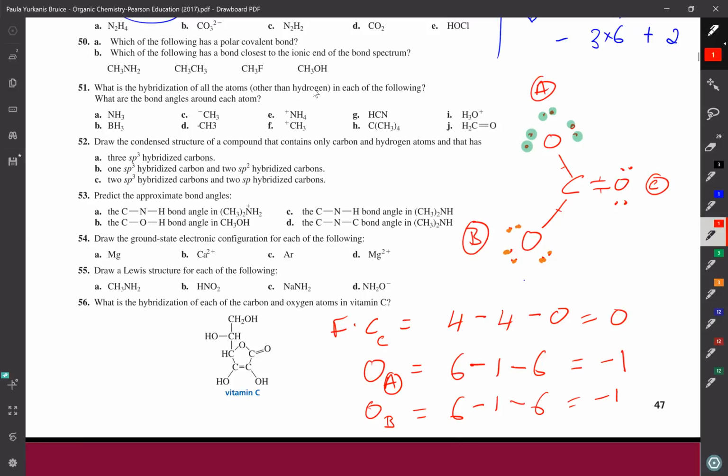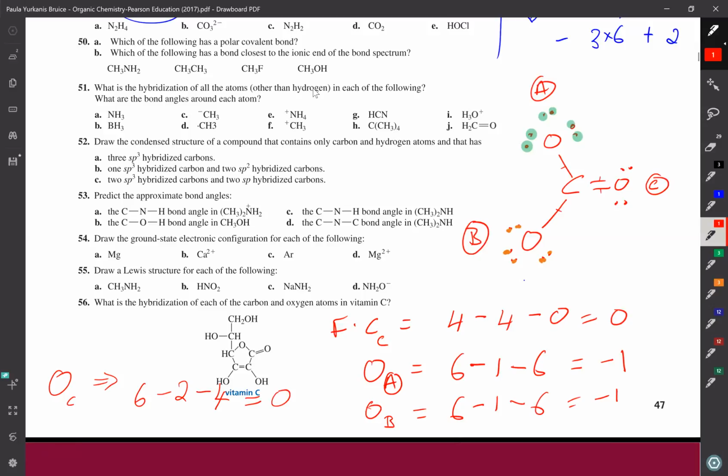Then the last oxygen will be oxygen C. Oxygen C belongs to group 6, and that oxygen C is surrounded by 2 bonds, and has 4 lone electrons. So when you do the math, it gives you 0. So that's how you calculate the formal charges.